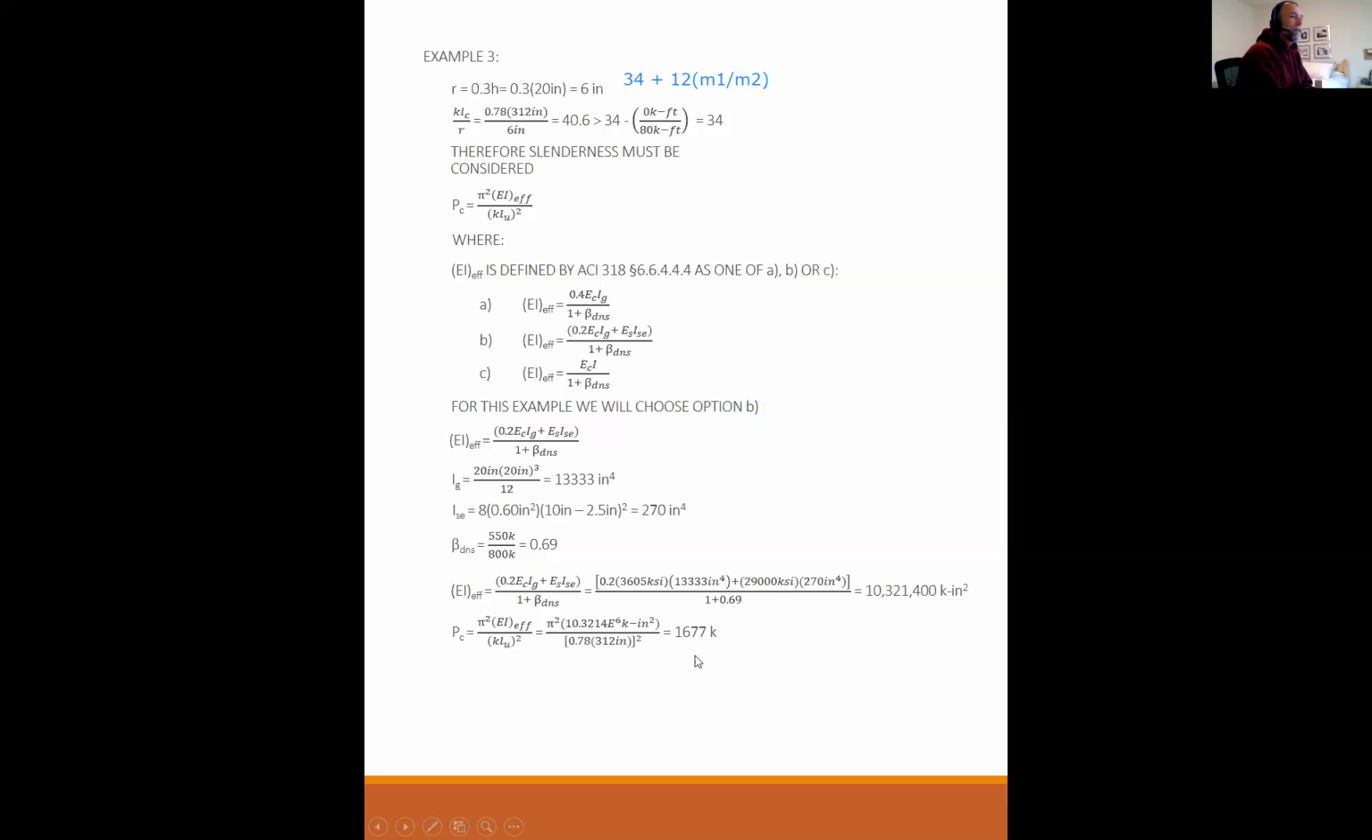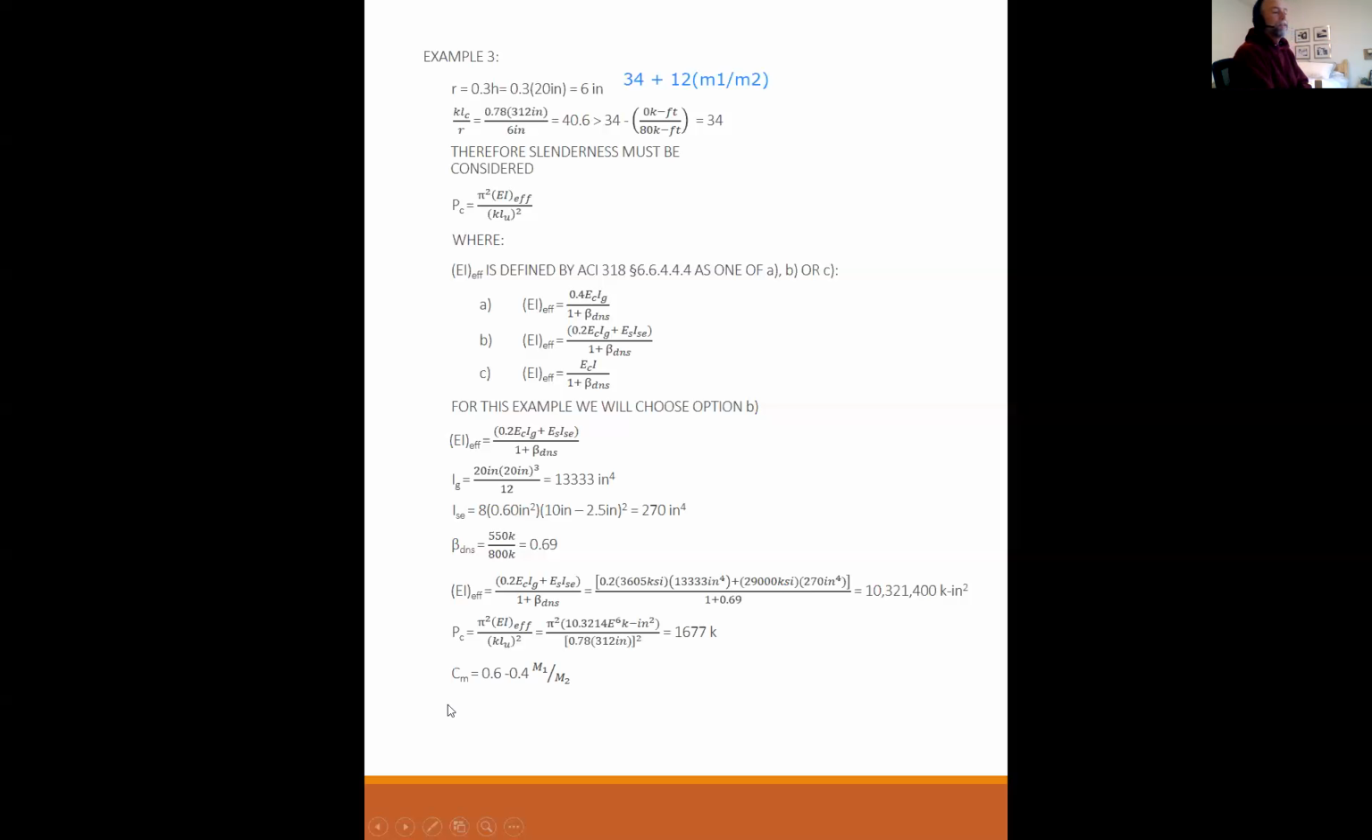This number right here, according to Euler, this is the load that it takes to take our column and just start initiating buckling. So at a load less than this, the column is not buckling. At any load above this number, the column will start to buckle. That's what this number represents.